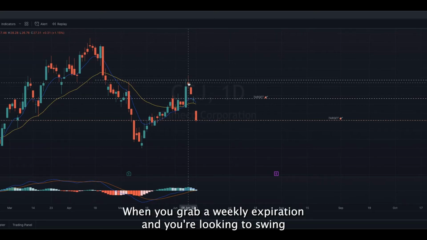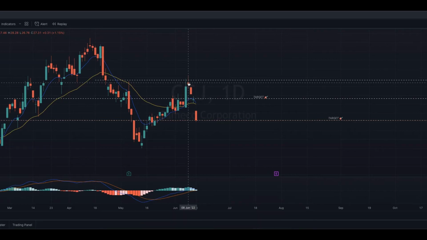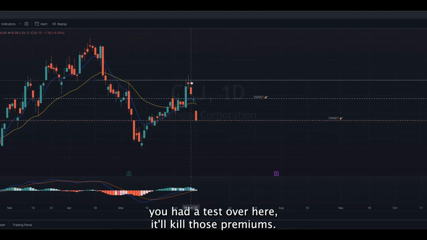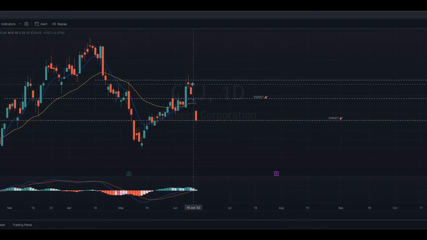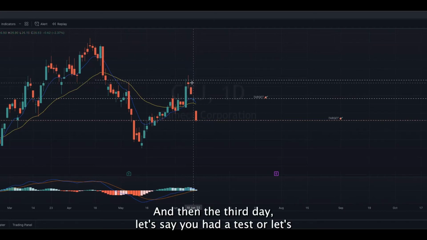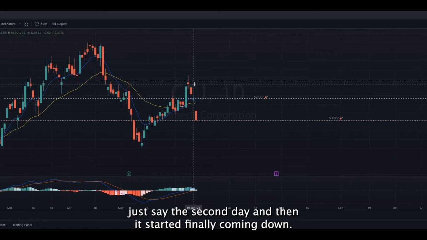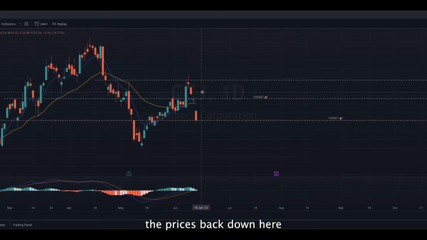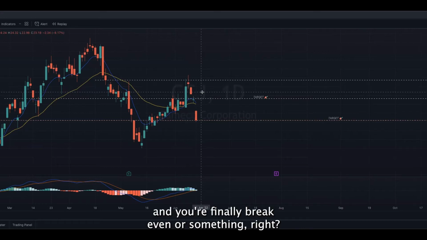When you grab a weekly expiration and you're looking to swing, that theta, those Greeks are going to kill you, even if it ends up going your way. But let's say the next day you had a test over here, it'll kill those premiums. And then on the second day, it started finally coming down. But your premiums got hurt a bit, and the price is back down here and you're finally at break even or something, right?